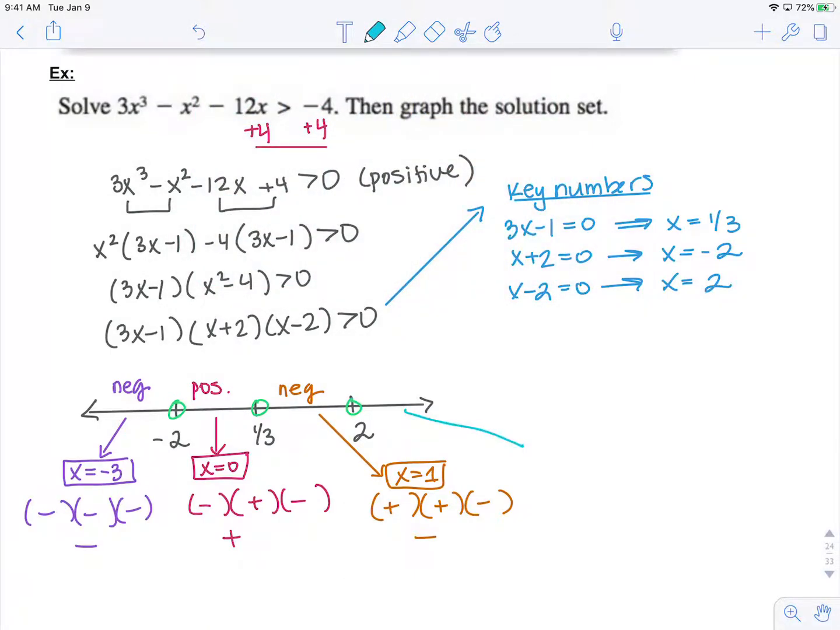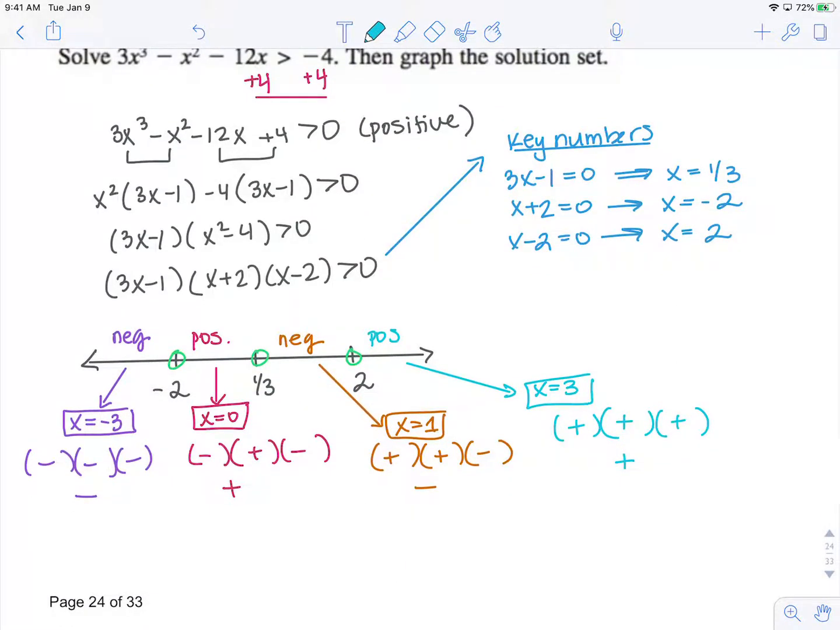In our last interval, greater than 2, I'm going to let x equal 3. You can pick whatever number you like. We're going to plug 3 into our three factors. 3 times 3 minus 1 is 9 minus 1, which is a positive. 3 plus 2 is a positive. 3 minus 2 is a positive. A positive times a positive times a positive is a positive. So we know our polynomial is positive in that interval.